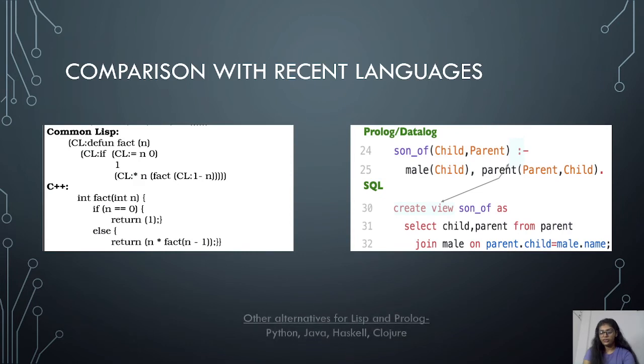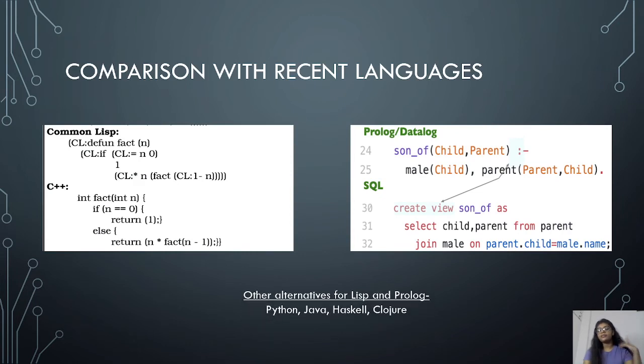Comparison with recent languages. There is a small code snippet that compares the code to find the factorial of a number n in Common Lisp and C++. Clearly, we can see that Lisp makes use of a lot more parentheses and notations compared to C++.